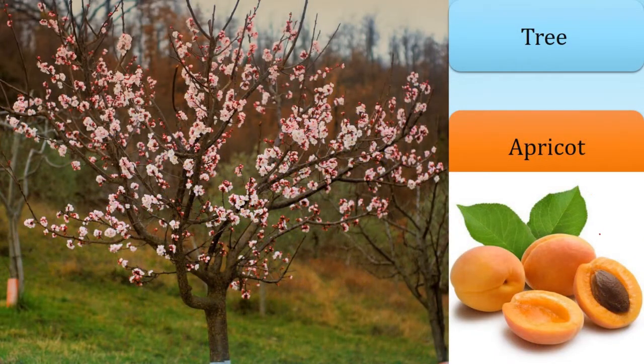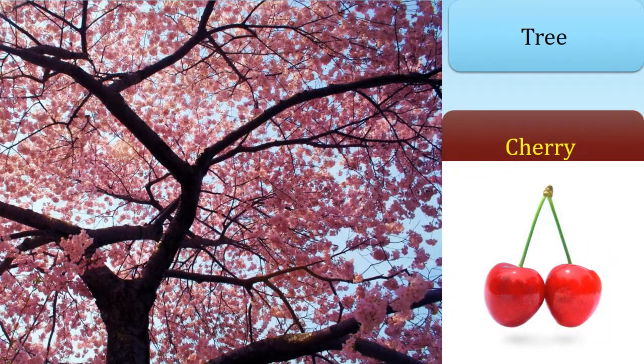This is the apricot. Do you know the apricot? This is the tree of the apricot and it is a flowering tree because it has flowers. This is the tree of cherry. Do you know the cherry? It is a flowering tree because it has flowers.